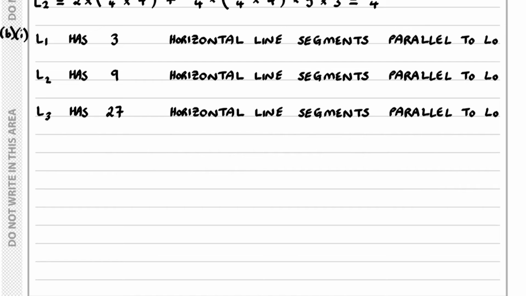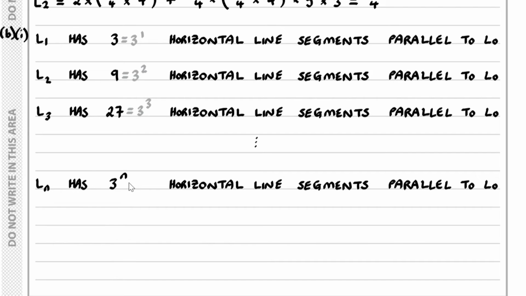So can we generalize this? Well, 3 is the same as 3 to the 1. 9 is the same as 3 squared. And 27 is the same as 3 cubed. And so, Ln would have 3 to the n horizontal line segments parallel to L0. So here we've got a 1, here we've got a 1. Here we've got a 2, here we've got a 2, here we've got a 3, here we've got a 3, here we've got an n, and here we've got an n.